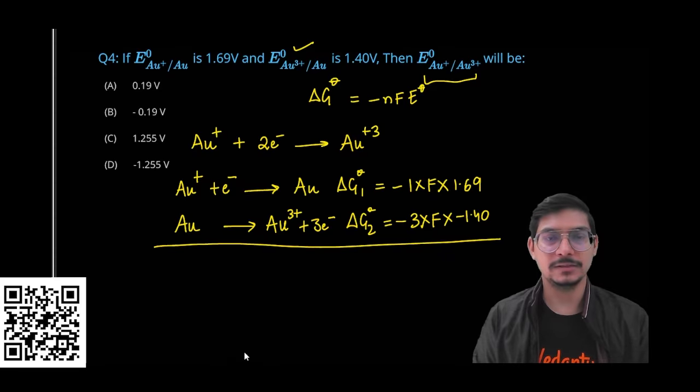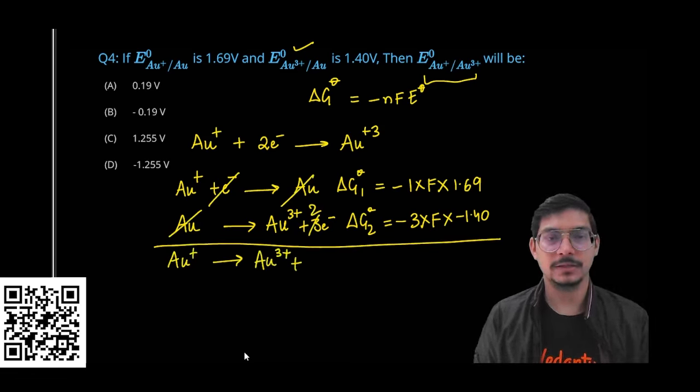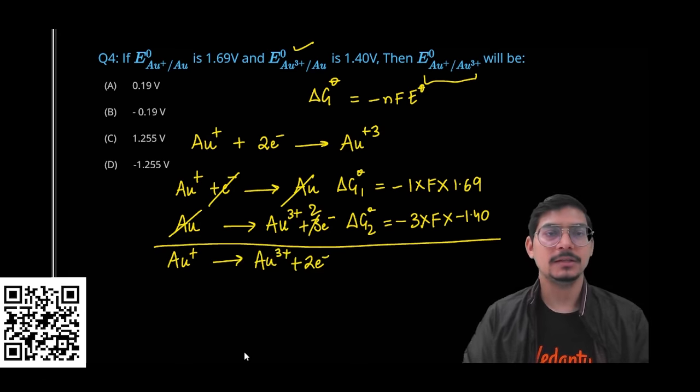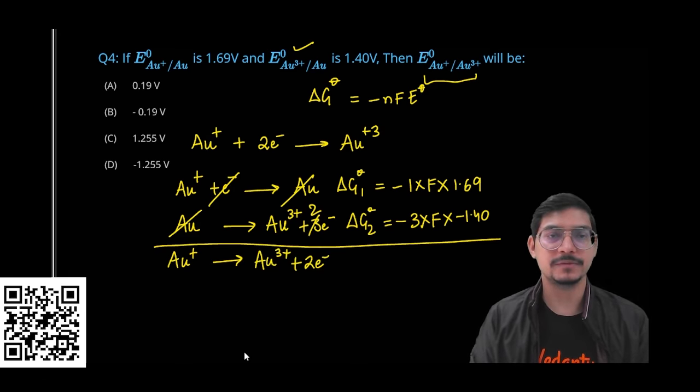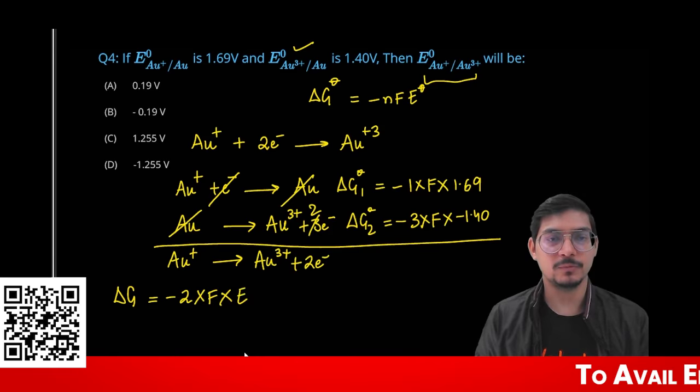Now if we add these two equations, then we get the equation that Au plus gives us Au3 plus, releasing 2 electrons. So this is the redox couple corresponding to which we need the electrode potential E naught: Au plus gives Au3 plus. Here the Gibbs energy would be minus nFE again, so it would be minus number of electrons, which is 2, multiplied by the Faraday constant multiplied by E naught. That would be our answer.